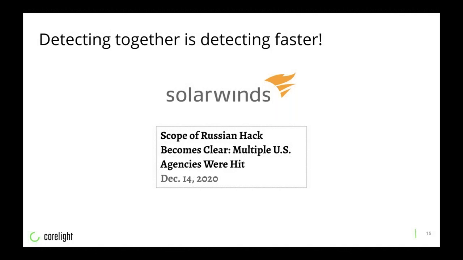Got discovered by FireEye's research team, Mandiant, in December and published and went viral quickly and made global headlines. And then something very interesting happened, right? It was a perfect case study, I think, of what I'm talking about here, of why detecting with a community based on open source tooling on the network side is a better approach.